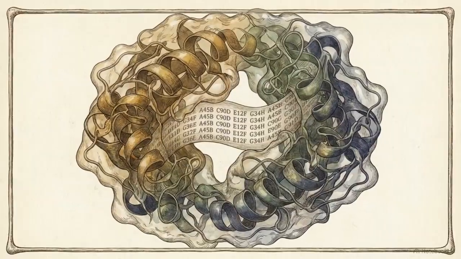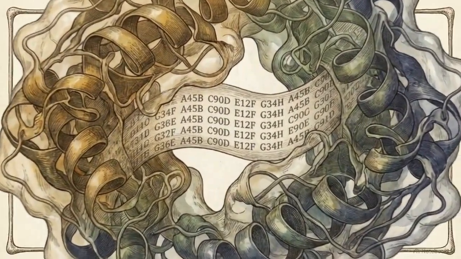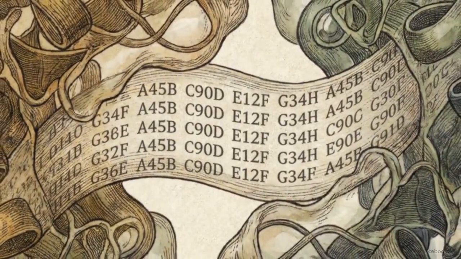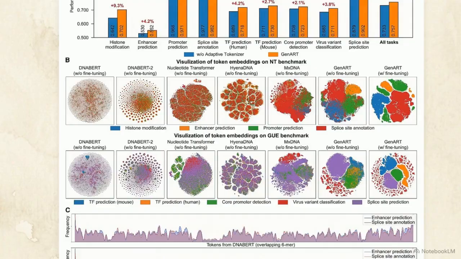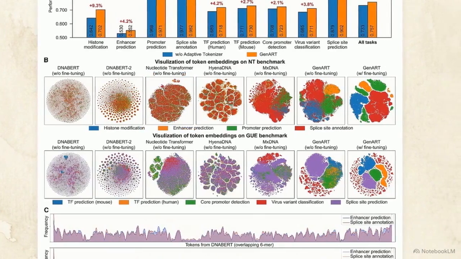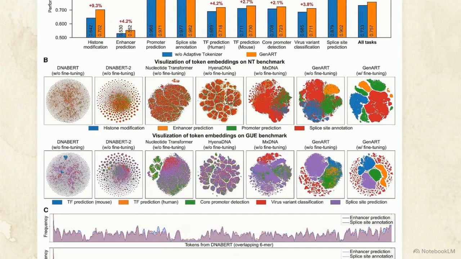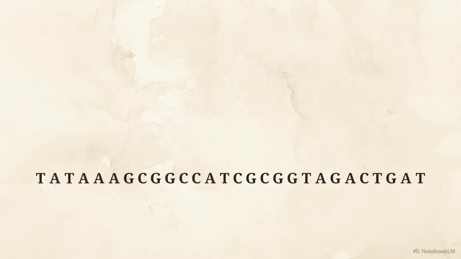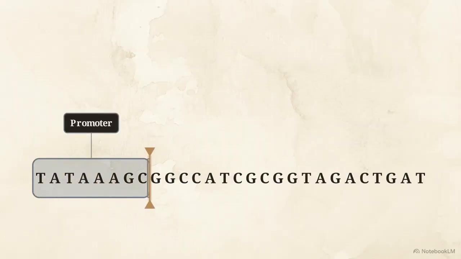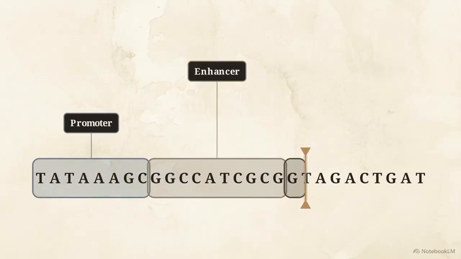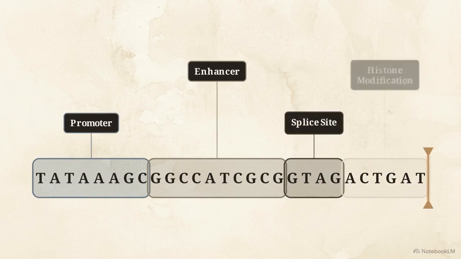Beyond raw scores, the most significant finding is what GenART's internal representations actually learned about biological reality. This mapping reveals a common failure. In standard models, data points for enhancers and splice sites are hopelessly tangled together. But GenART's adaptive approach relies on contextual signals, naturally separating these functions into clear, discrete, color-coded clusters. These results indicate that GenART effectively reverse engineers the functional grammar of the genome, identifying specific biological roles solely from sequence context.